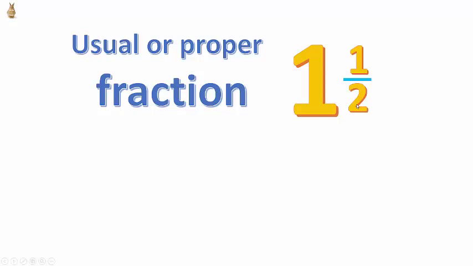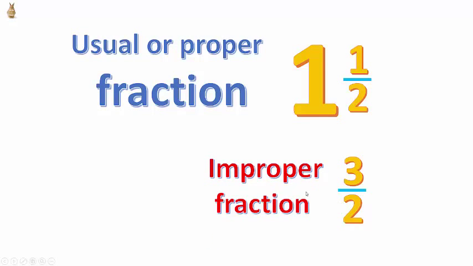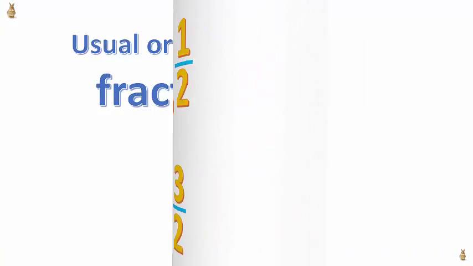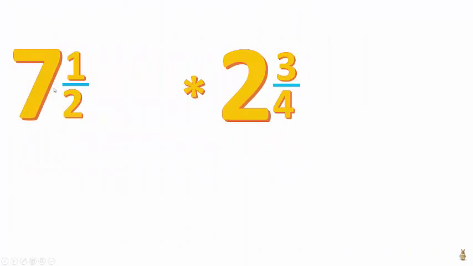But if I take 1.5 and try to turn that into a fraction, I get this. 1 equals 2 halves, plus 1/2 is 3 halves, right? 3/2. This is called an improper fraction. Okay, now before you can do this sum, you must turn this and this into improper fractions.